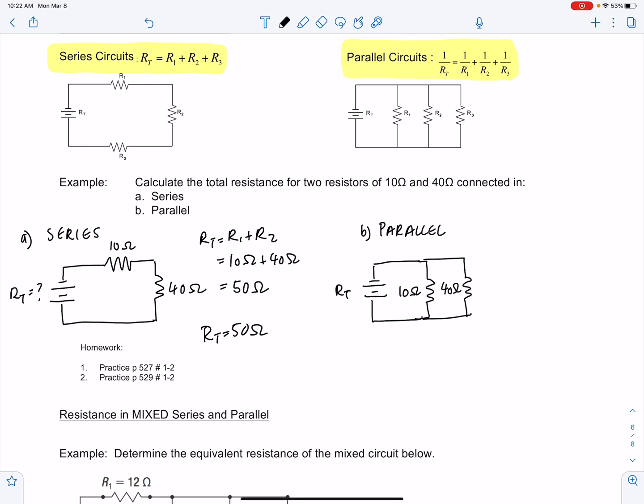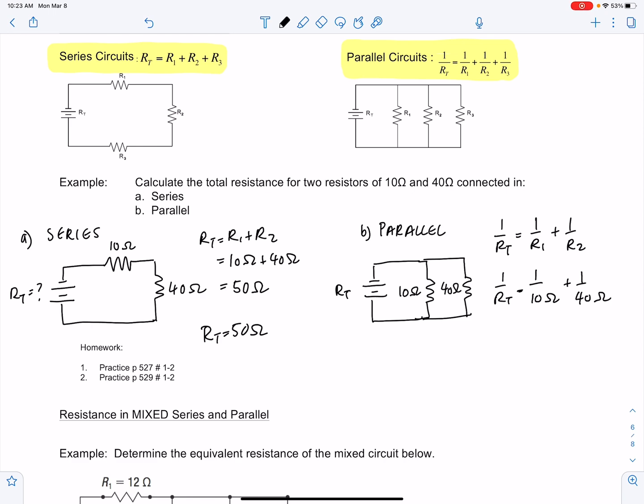Okay. Now it gets a little bit more complicated when you're adding these resistors in parallel. And that's because the equation itself up above is a little bit more complex. And it states that 1 over the total resistance is equal to 1 over R1 plus 1 over R2. So 1 over RT is equal to 1 over 10 ohms plus 1 over 40 ohms.